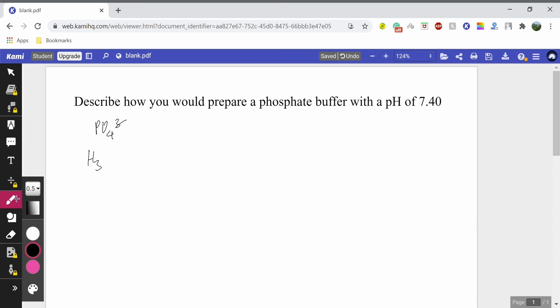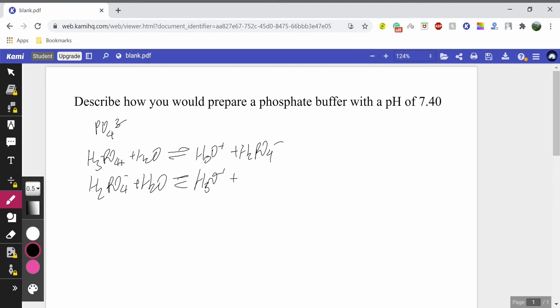We can have H3PO4 plus H2O forming H3O plus and H2PO4 minus. We can have H2PO4 minus plus H2O forming H3O plus and HPO4 2 minus. And finally, we can have HPO4 2 minus plus H2O forming H3O plus and PO4 3 minus. And how do we know which one to use? That is when we're going to look at the Kas.